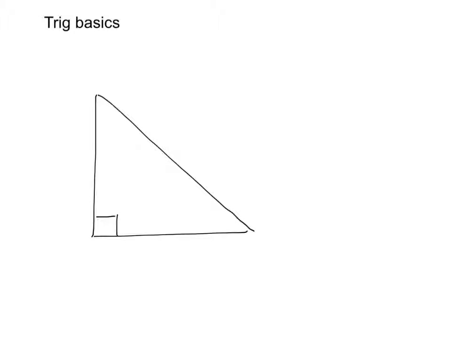So let's review right triangles and then build into trig basics. This is a right triangle because it has the symbol here, and having that box in an angle tells you automatically that it's a right angle, otherwise known as a 90-degree angle. All right? Now, looking at this, every right triangle has a hypotenuse.